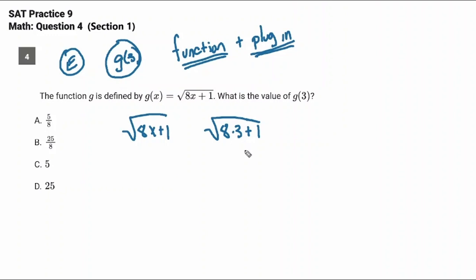So it's square root of 8 times 3 plus 1. 8 times 3 is 24, plus 1 is 25, square root of 25. Guys, that's 5. So the answer is C. Get it right real quick and move on.